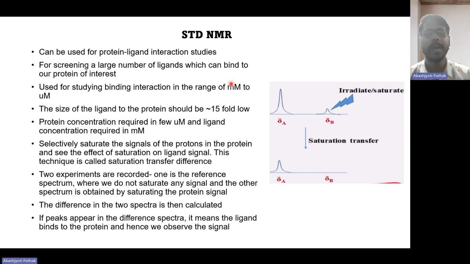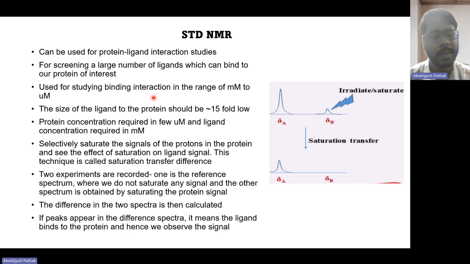Now, STD-NMR was discussed in the last week. This is saturation transfer difference NMR. This technique can be used for studying protein ligand interactions. Mainly this is used in biopharma. It is a very useful technique considering the requirements of the biopharma industry. So you have multiple ligands and you want to screen which ligand is binding to the protein. In that case, you can perform this STD-NMR experiment.